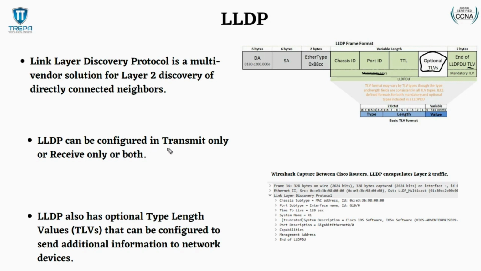And then LLDP can be configured in transmit only or receive only or both. So this is going to be at the interface level, right? At the interface level, we can say we just want to transmit LLDP messages, we don't want to receive, okay? And then another difference here is LLDP has an optional type-length-value that can be configured to send additional information to network devices. So we have a little bit more control out of the box with LLDP on what we want to send.